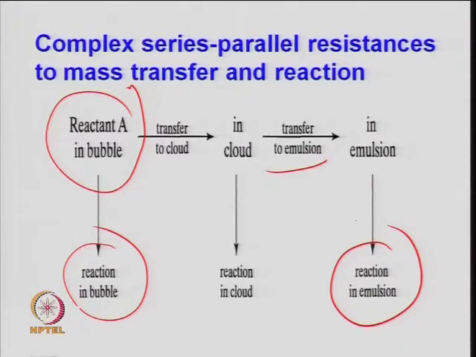So, we now have a combination that is in series. If you look at this side, it is in series, and a combination of series and parallel. So, a mass balance one can very easily write: whatever input here is transferred to the cloud plus reacted, whatever input here is transferred to the emulsion and reacted, whatever is here is transferred to the product. So, that very complicated series parallel reaction is used to find out the overall rate of reaction.